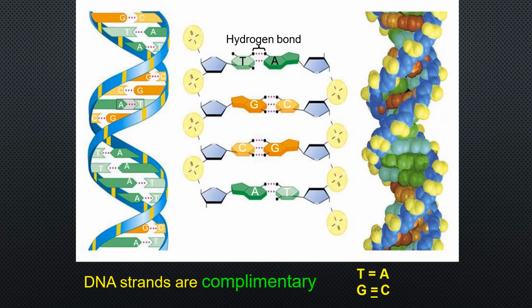So something else to know is that DNA strands are complementary. So if you have one strand that has the thymine, the other strand is going to have the adenine. So they complement one another, and that works all the way down the chain.